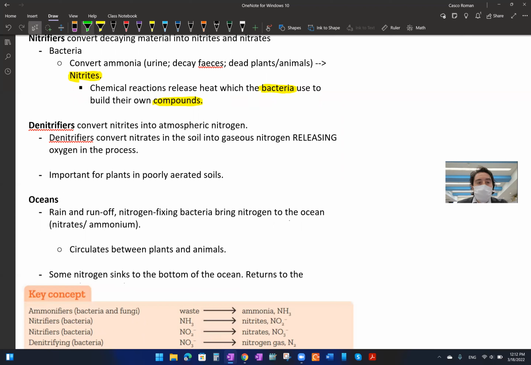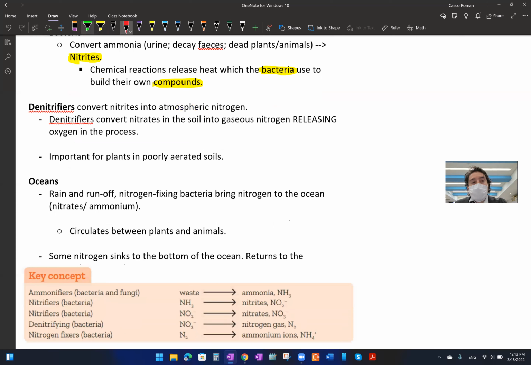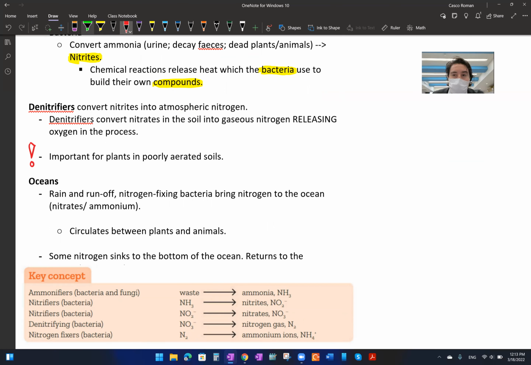Denitrifiers, again, are the opposite of what I was mentioning, where they can get the nitrates and turn them back into gaseous nitrogen, releasing it back into the atmosphere along with oxygen in the process. Because remember, nitrites and nitrates have nitrogen and oxygen there. Okay, this is in particular very helpful because some bacteria live in soil that has very poor aeration, that could provide air for plants that live there, right? So that can give some supplement of oxygen to plants, all right?